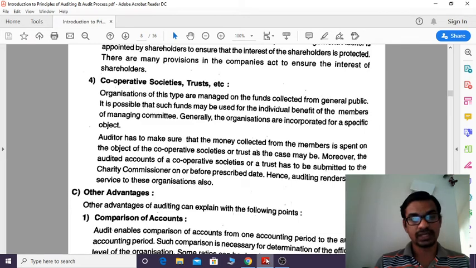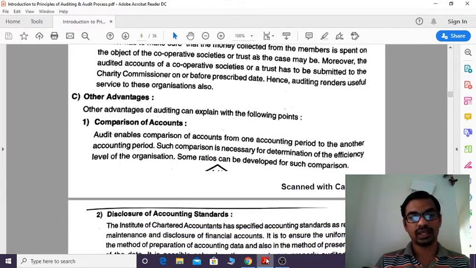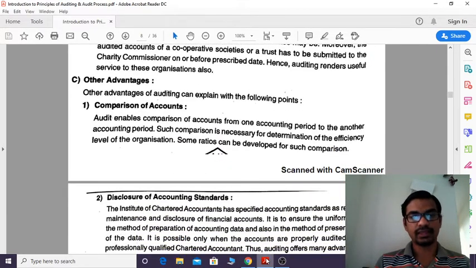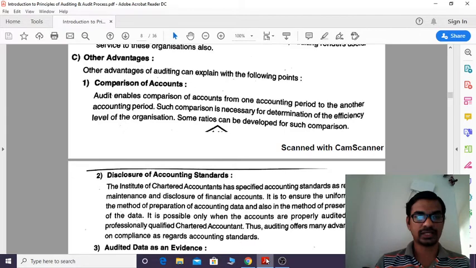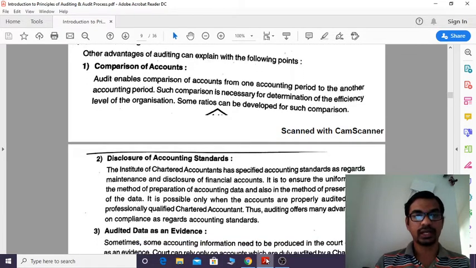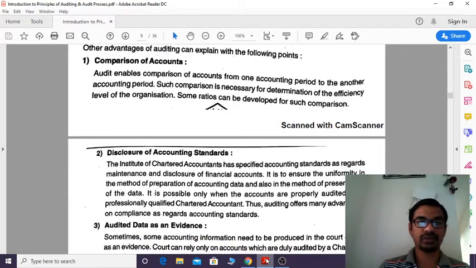Therefore, it is necessary for such an organization to appoint the auditor, and then the auditor will verify all the records. Okay. And then the last one, other kinds of advantages. Other advantages of auditing: comparison of accounts. So comparison of accounts is also possible due to the audited statement.